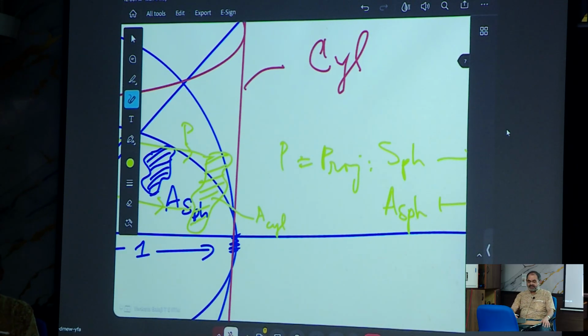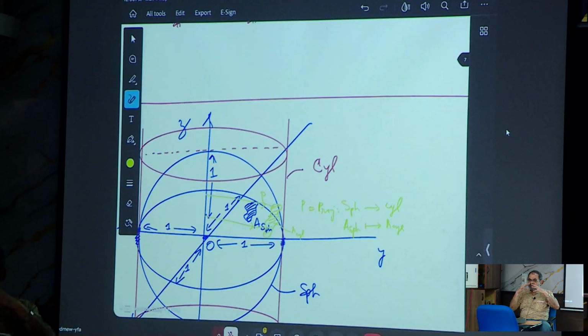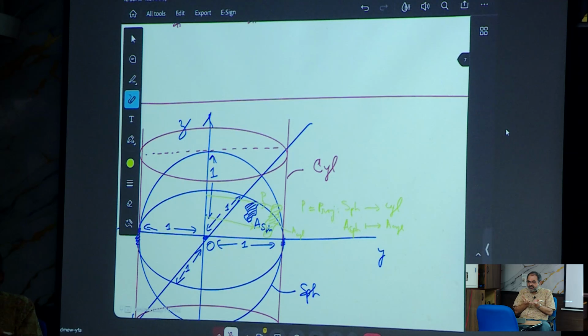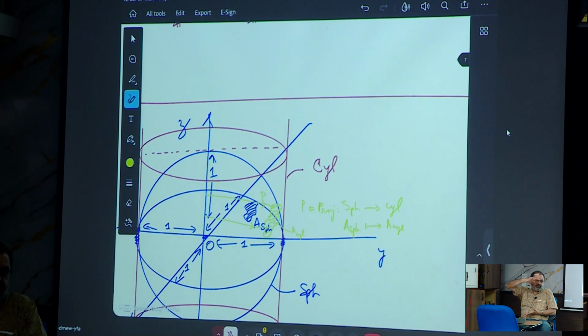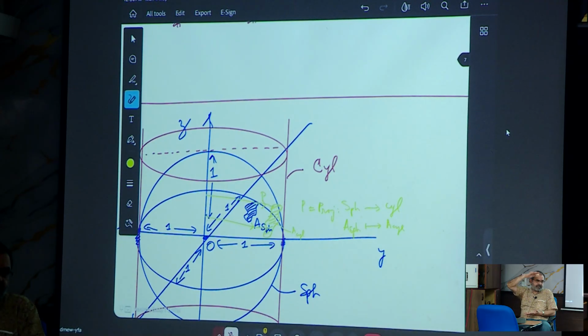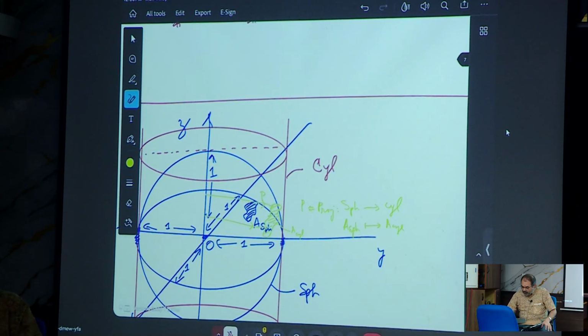So for example, if you take the upper hemisphere and project it, you will get the upper half of the cylinder. If you take the whole sphere and project it, you will get the whole cylinder. Of course, when I say cylinder, I mean only the restricted portion, height from -1 to +1, that is, Z coordinate from -1 to +1. So what is the theorem?